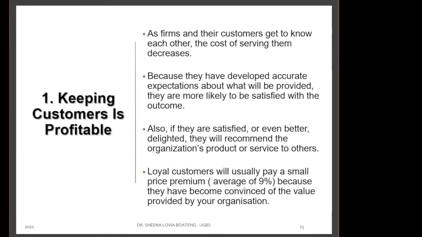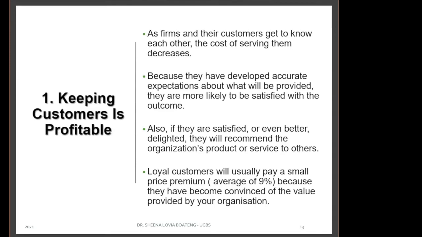Also, it is very easy for you to do what we call upselling and cross-selling. Cross-selling is where you have existing customers and you want to sell them something new. Will it be hard or easy to sell existing customers something? It will be easy, because you know them and they know you. You have established that trust. So you can easily sell them something new.